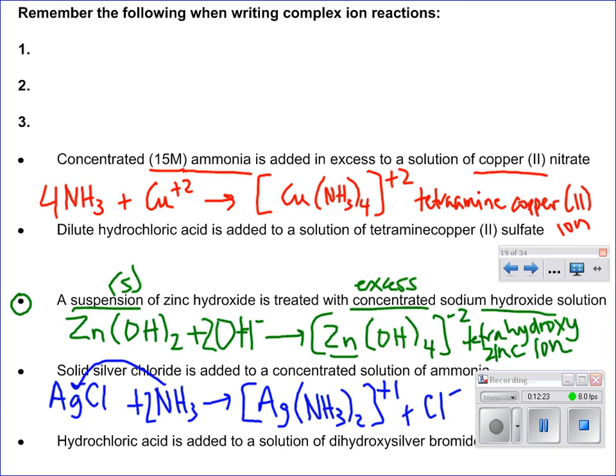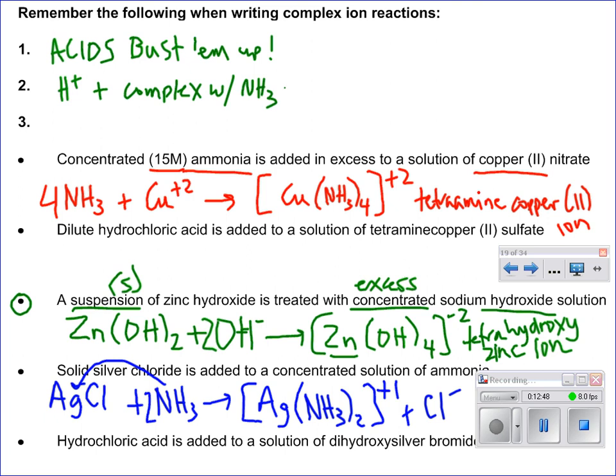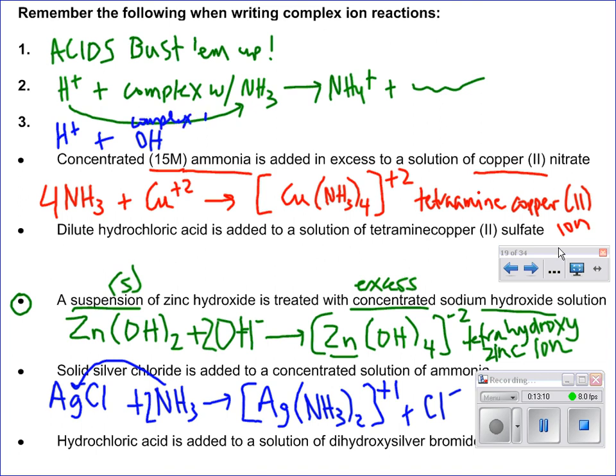All right, so when you're writing complex ions, you need to remember the following things. Acids, bust them up. When you add an acid plus a complex ion that has NH3, the H plus is going to pop on, and you're going to make NH4 plus plus whatever's left of the complex. Okay? So you guys are smart. If I add an acid to a complex with OH minus, what do we make? Water plus whatever's left.